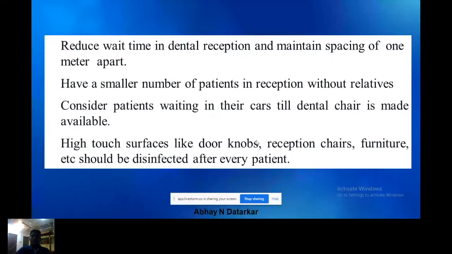Okay, it's better to ask patients to wait in their cars, which will be a better place for the patient to wait, especially in those dental operatories where the reception areas are small. High touch surfaces like door knobs, reception chairs, and furniture should be very well disinfected after every patient. Very, very important: ask your receptionist to disinfect all those areas which the patient is probably going to touch. After every patient, they should be disinfected with either the hypochlorite solution or the bacillol spray.